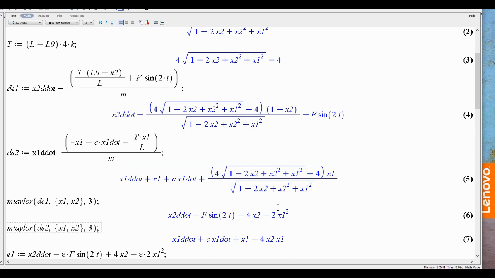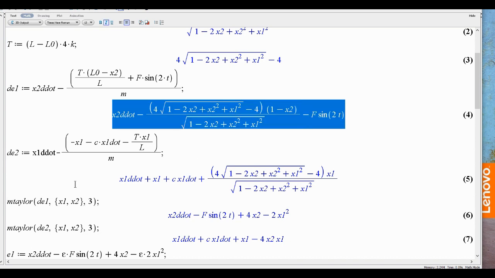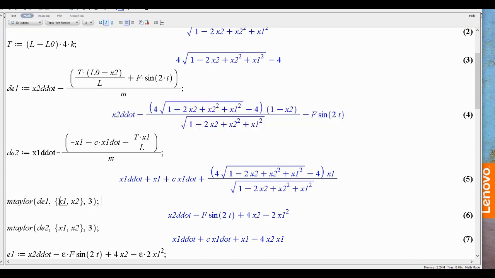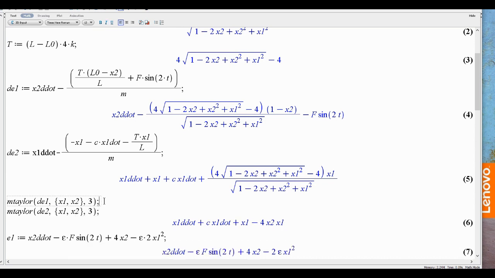Now what I will do is I will come here and say, since x1 and x2 are small, maybe I can expand in a multidimensional Taylor series. So this is a linear term, this is a linear term, it is this part that needs to be expanded. I can come here and say expand this quantity in a multidimensional Taylor series with the variables x1 and x2 being small, truncating and removing third order. So I get this equation.